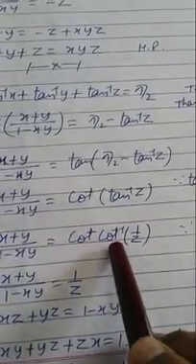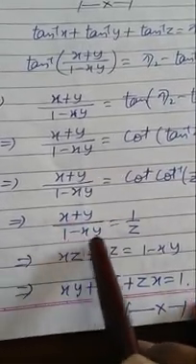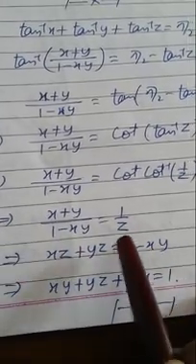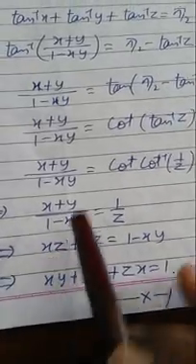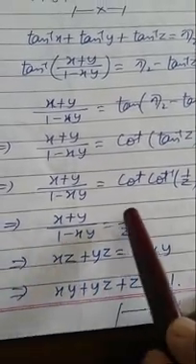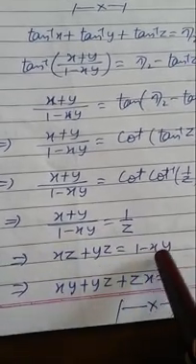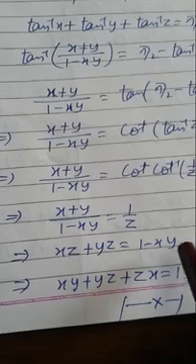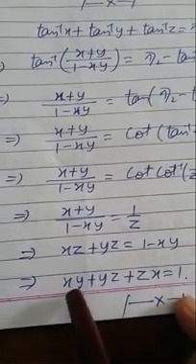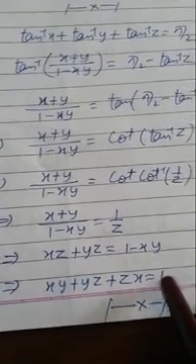Now cot is cancelled with cot inverse. So we have x plus y upon 1 minus xy is equal to 1 upon z. Cross multiplying it, x is multiplied with z, xz, y is multiplied with z, yz is equal to 1 multiplied with 1 minus xy. So 1 minus xy is still the same. Now transfer this minus xy from RHS to LHS. We have xy plus yz plus zx is equal to 1, and this we have to prove.